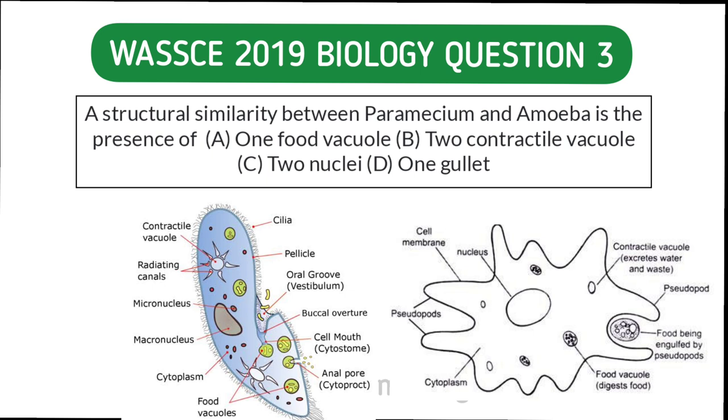Talking about the second one, that's two contractile vacuoles. Looking at it, I want to tell you that in paramecium, you have two contractile vacuoles. This is one. This is another one. So that's two contractile vacuoles.